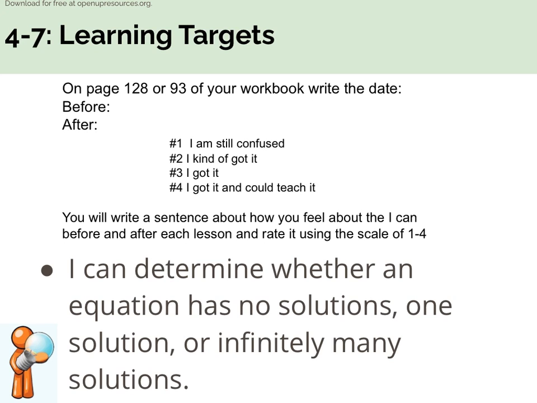All right, go ahead and turn back to page 128 or 93. Again, we're determining if an equation has no solution, one solution, or infinite many solutions. The one solution equations is what we've been talking about all the way up until today. So we've been doing x equals 2, c equals 0. That's one solution. And then the infinite many solutions, that's true for all values. The no solution, that's true for no values. That's what we were talking about today.